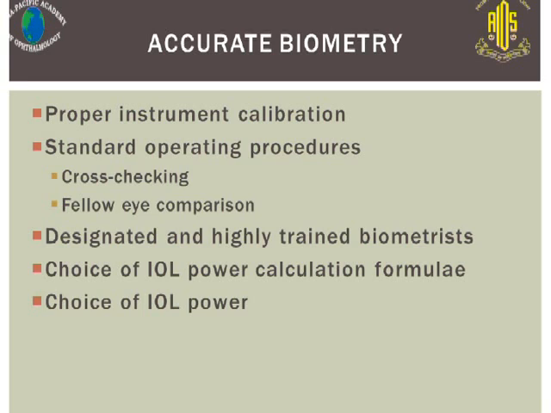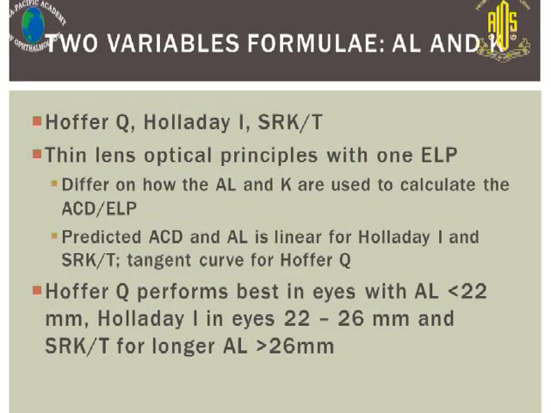IOL power calculation formula should be chosen with respect to patient parameters, and needless to say, the IOL power has to be chosen with respect to the patient's needs. The two-variable IOL formulae, including the Hoffer Q, Holladay, Wong, and SRK/T, make use of thin lens optical principles, and none of them is perfect for all ranges of axial lengths.